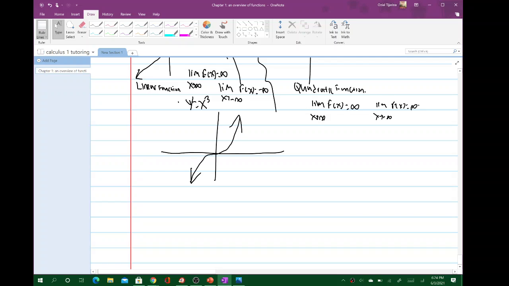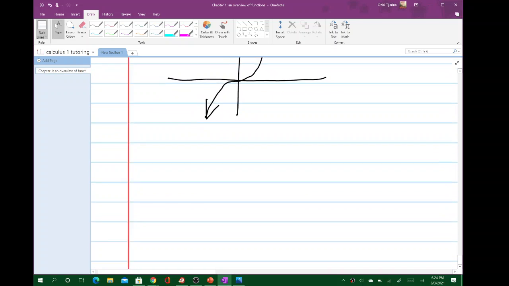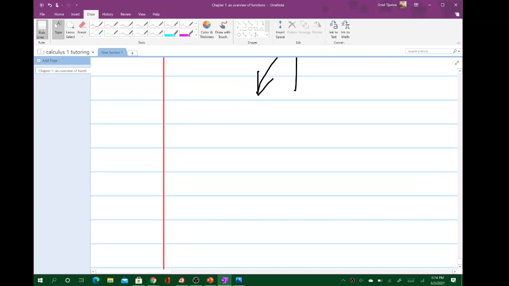So the main idea is, as long as you know each parent function, you can determine the limit, okay? So basically, or the end behavior, excuse me.